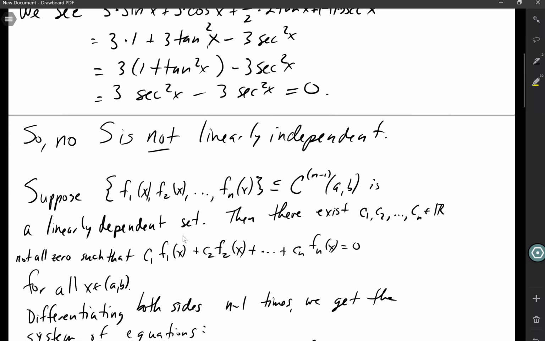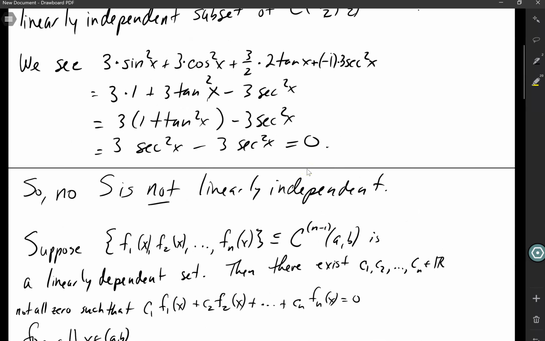From our definition, remember that means that we're going to be able to find constants, not all of them equal to 0, so that when we do that linear combination of these functions, I have to get 0, and it doesn't matter what I plug in for x, I always have to get 0 out. That's the important thing here: for this to be linearly dependent, I would need to be able to use non-zero constants and plug in values for x, and no matter what value I plug in, I always get out 0, like we did up here. We said that no matter what value of x we had here, we always got 0 out.